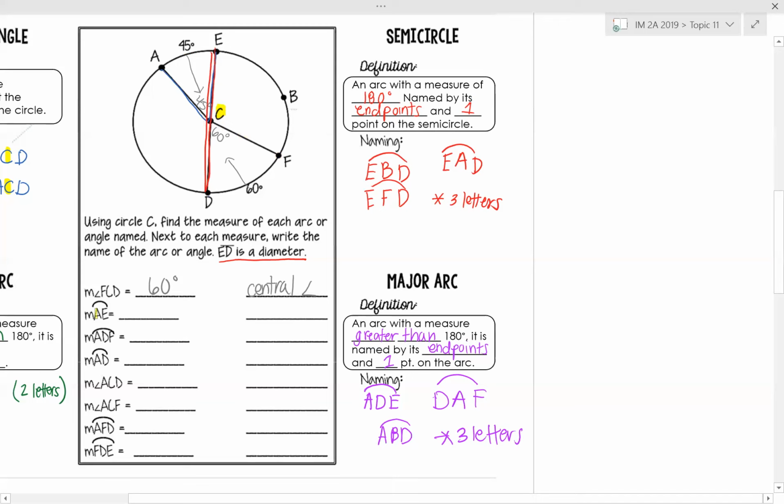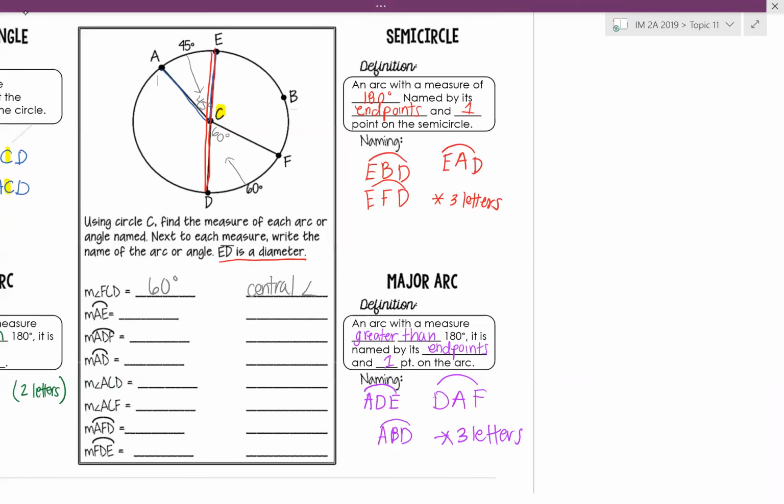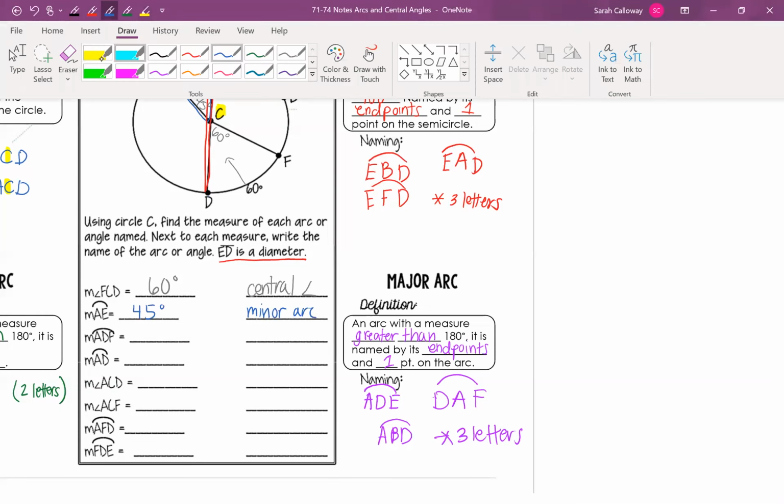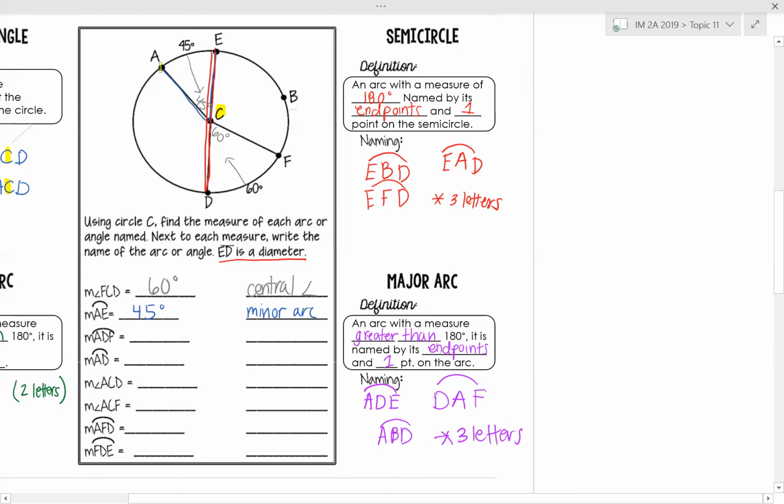So measure of arc AE. So arc AE goes from A to E, and that one's actually given to us. So we know that that's 45 degrees just because of what we were given. I'm going to change the color. And that is a minor arc. Again, it's a minor arc because it's less than 180. Okay, next we've got arc ADF. So if I start at A, I go towards D, and I stop at F.